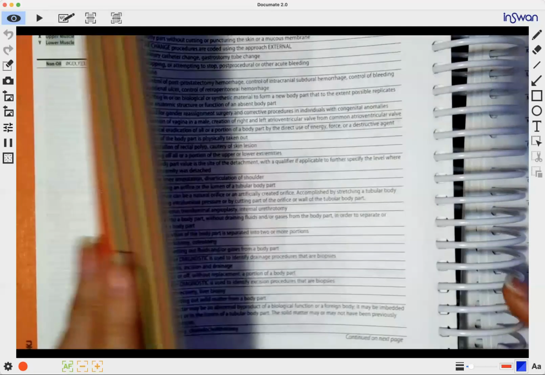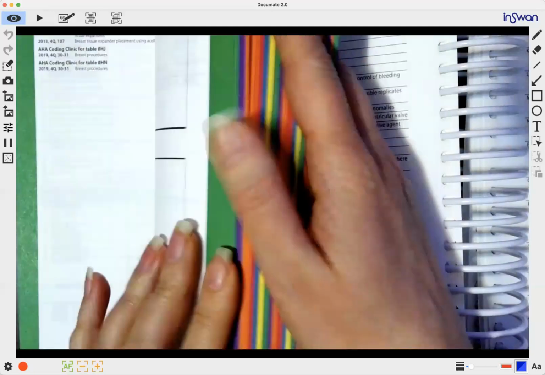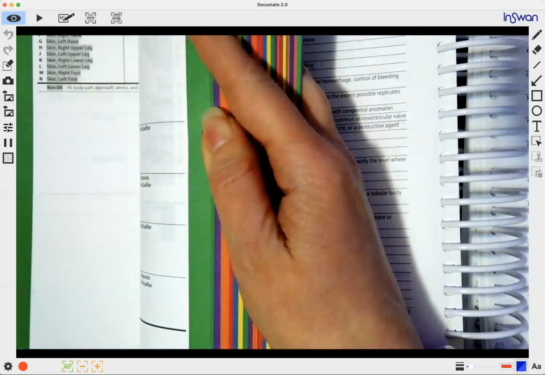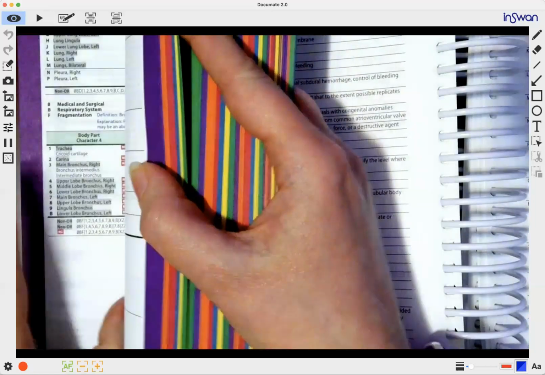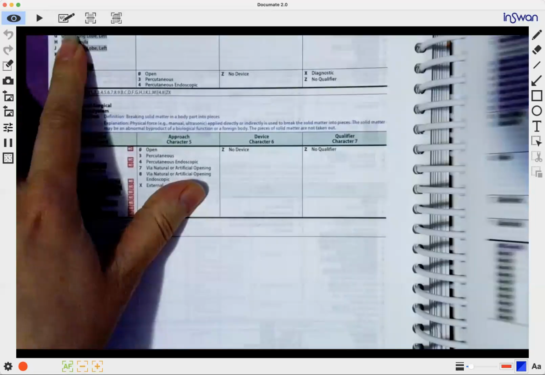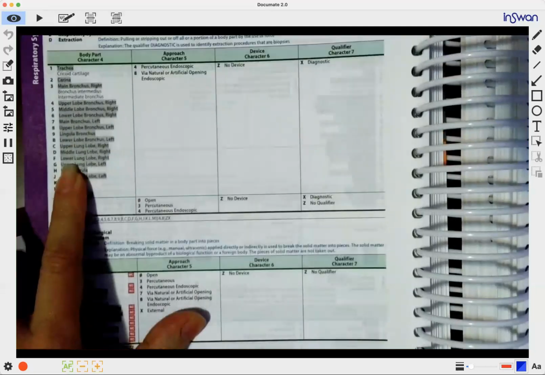So for example, I'm just going to hop over to any of the tables right quick so that we can get some ideas of what we mean by that body part.